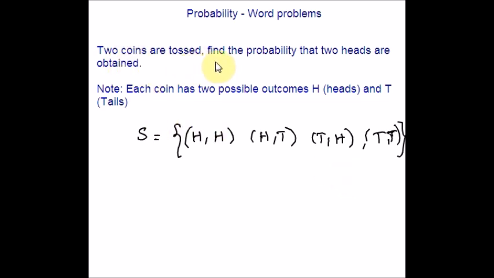Okay, let us find E, the event of getting 2 heads. So how many outcomes show only 2 heads? This is the only one outcome among the 4. Am I right? So E is the event that 2 heads are obtained. After finding the sample space and event, we are going to use the formula of classical probability. Probability of E is equal to n(E) over n(S).